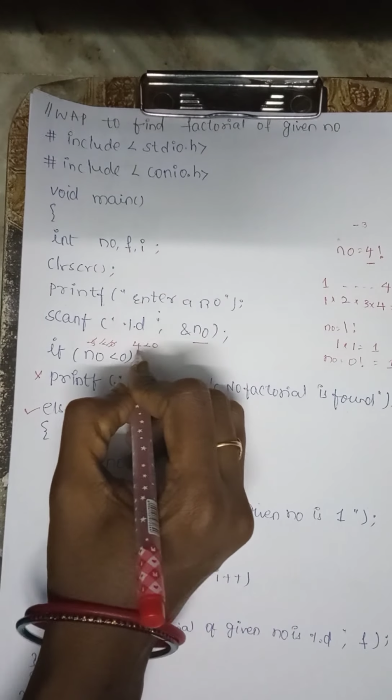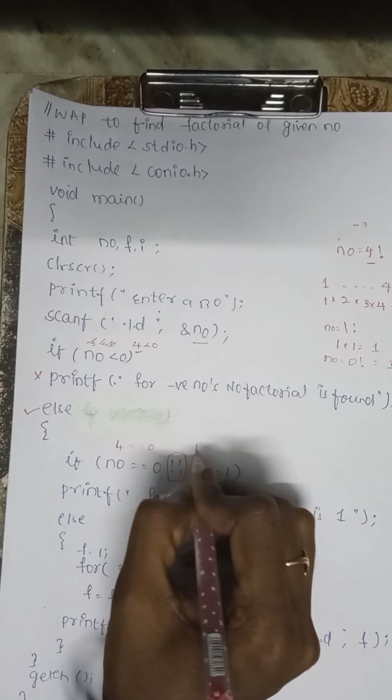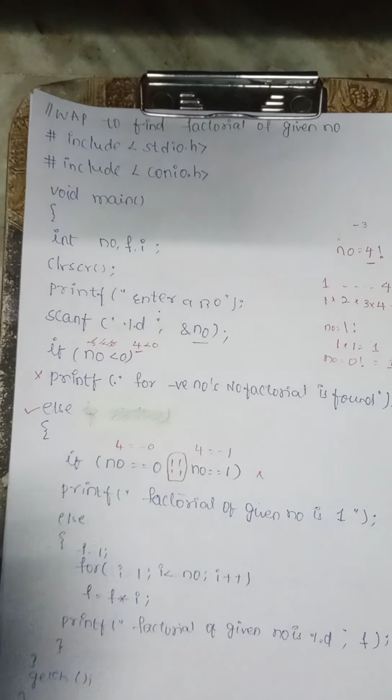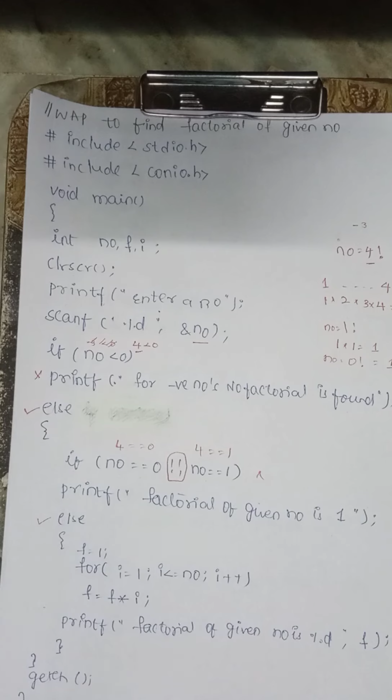Now I'm entering the number as 4. Is 4 equal to 0? No. Is 4 equal to 1? No. So the condition is false, and control never enters into the printf statement. Now it will enter into the else block.